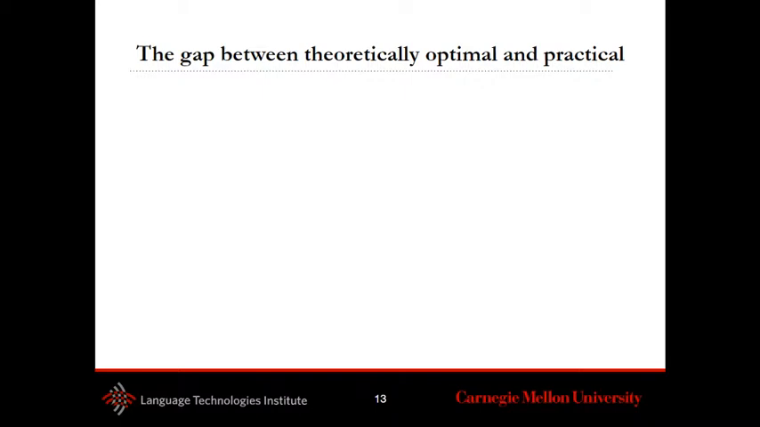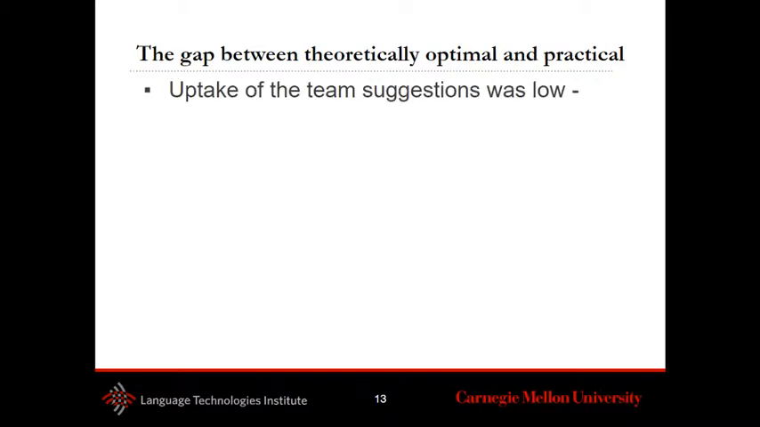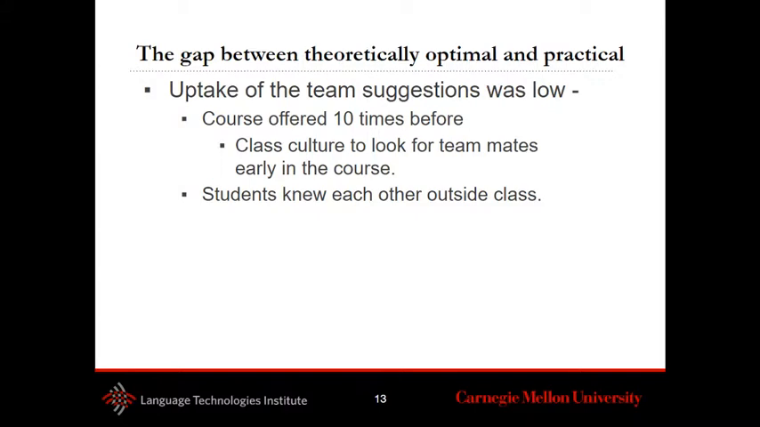Okay, but the important take-home message here is the gap between theoretically optimal and practical. The algorithm itself has been validated in prior studies, but in this particular context, uptake was low. And the history of the course, which had been offered 10 times before, where students in the past had been able to select their own teams, and in fact, usually based on their friends, this culture that came into the expectations in the course kind of undermined the positive effect that the algorithm might have otherwise had.